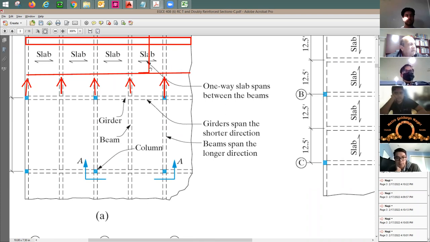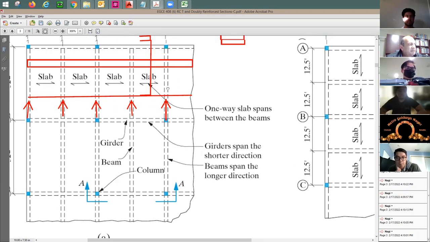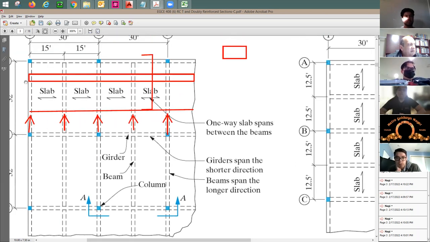What happens is each one of these slabs supports the load directly and delivers it to the beams, and then each one of these beams delivers the load to the girder, and then eventually to the column.